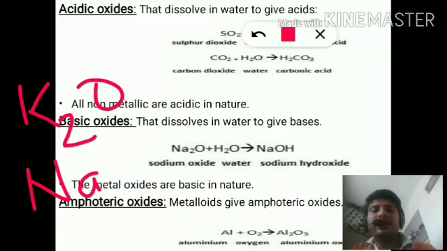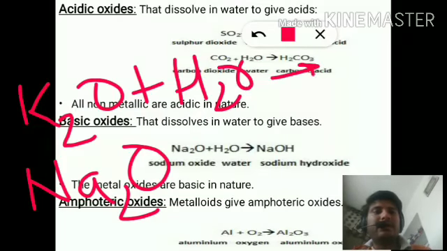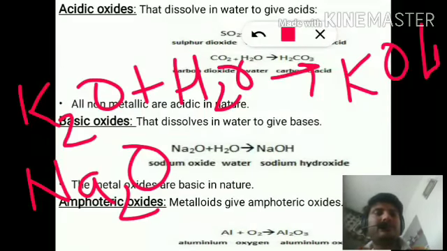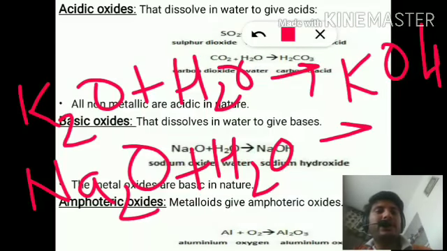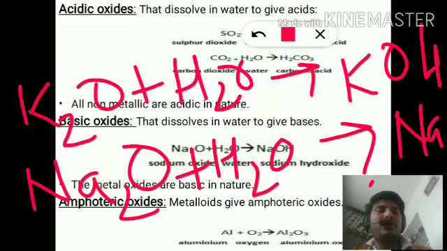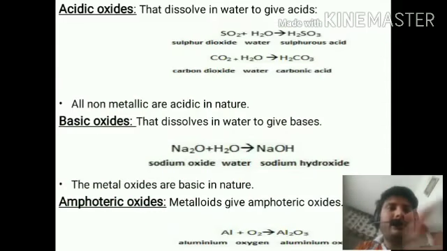Na2O is a metal oxide because Na is a metal, and the oxide of a metal is basic in nature. When dissolved in water, it gives a base. What is the base? NaOH. Okay, these are the properties of the basic oxide.